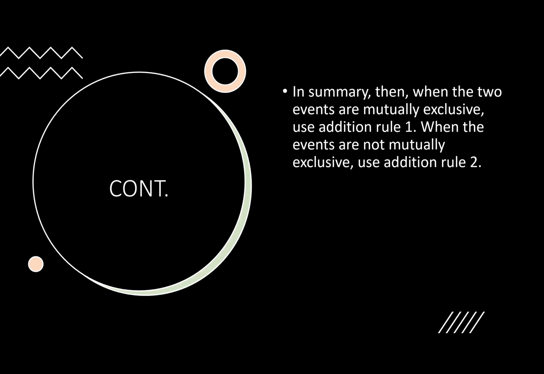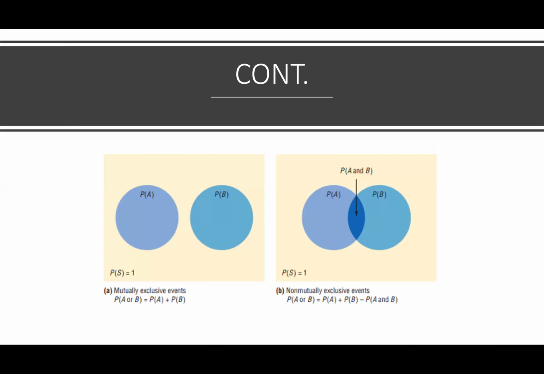In summary, when the two events are mutually exclusive, we use addition rule number 1. And when the events are not mutually exclusive, we use addition rule number 2. This can also be described by this diagram. As you can see, the mutually exclusive events are like this: A plus B, and the non-mutually exclusive ones are like this. So the formula is this one. This is the area where A and B are both there, and they are overlapping over here.